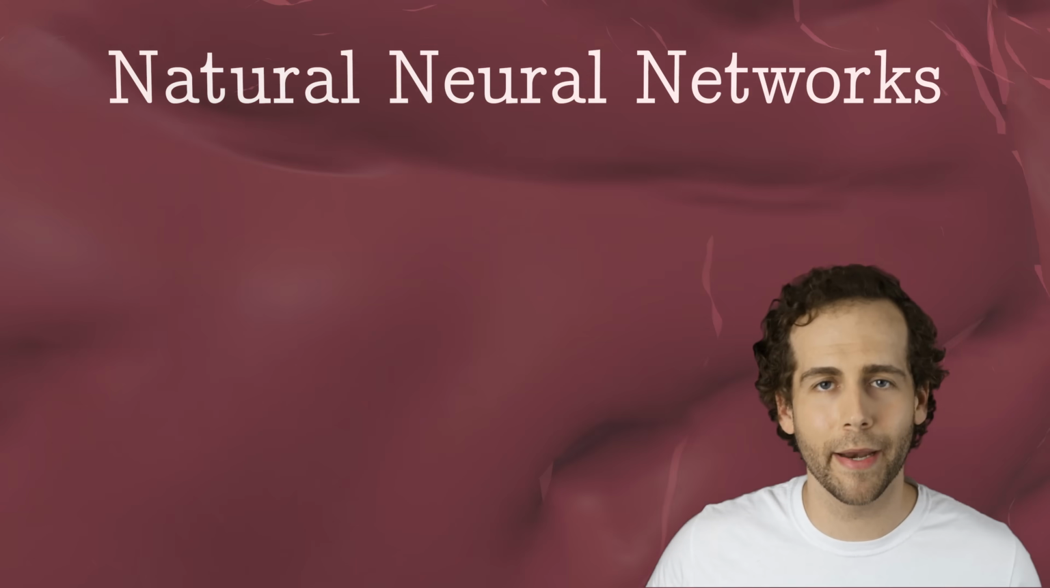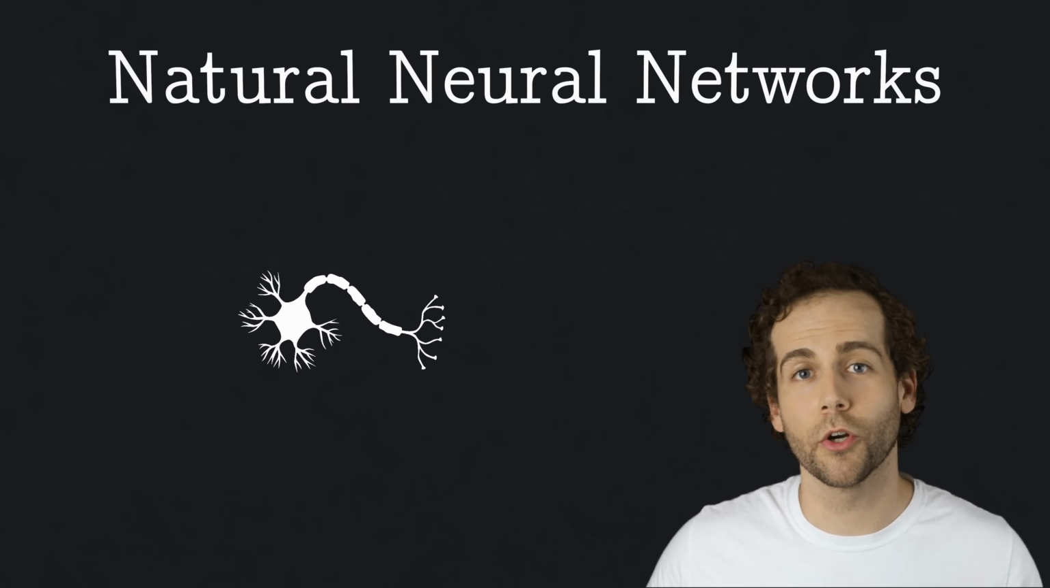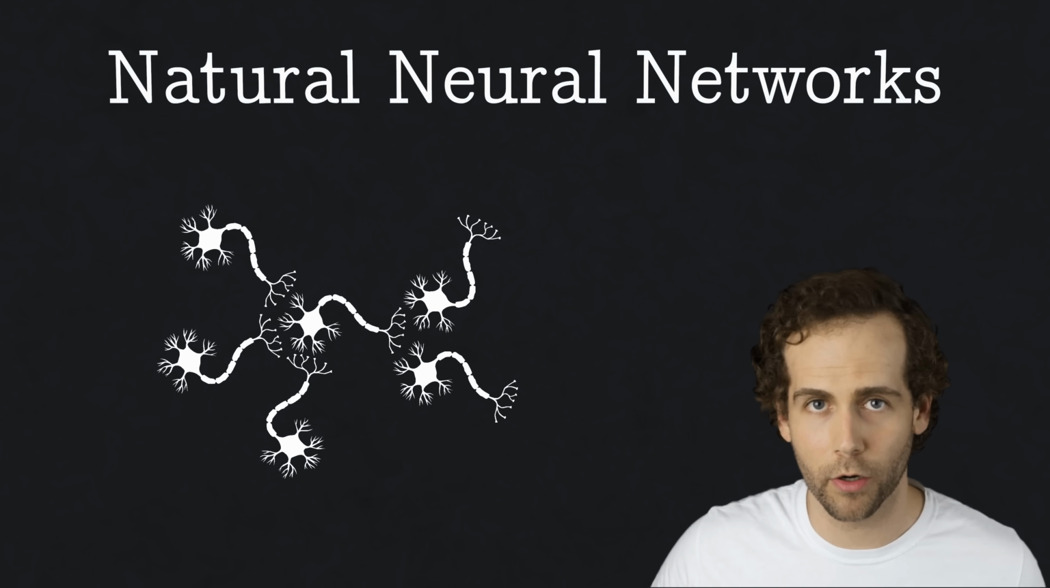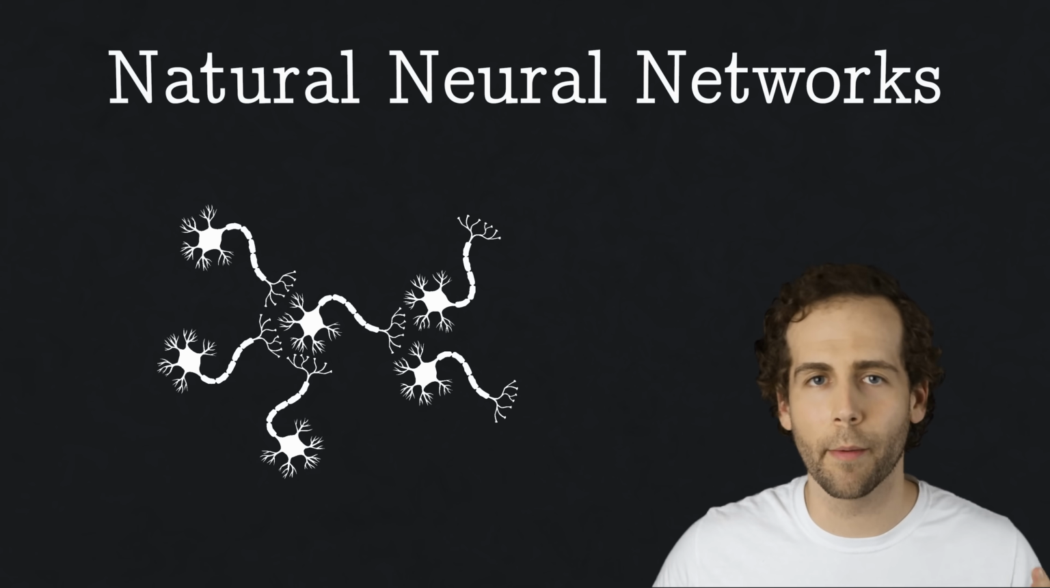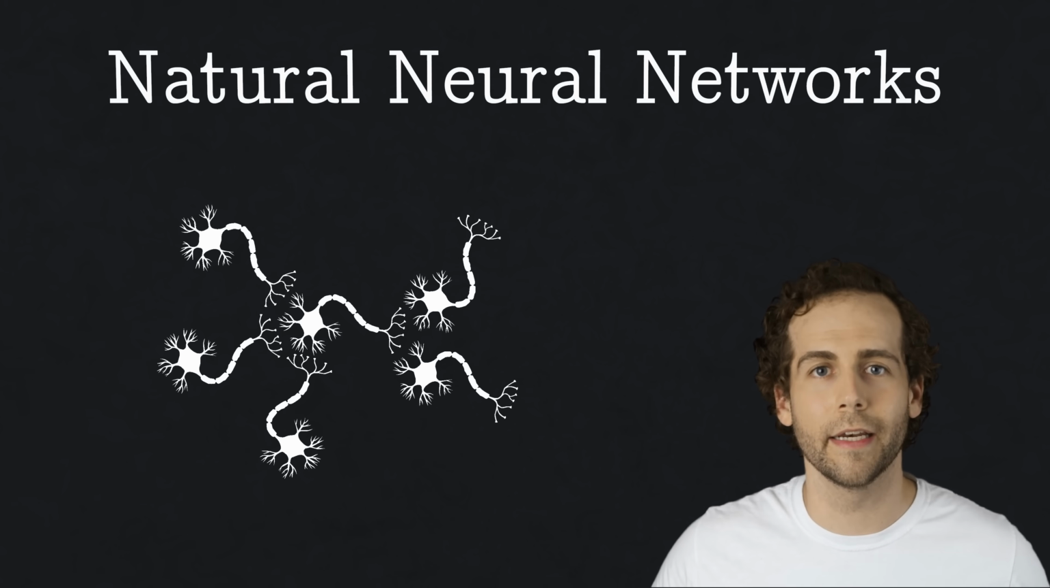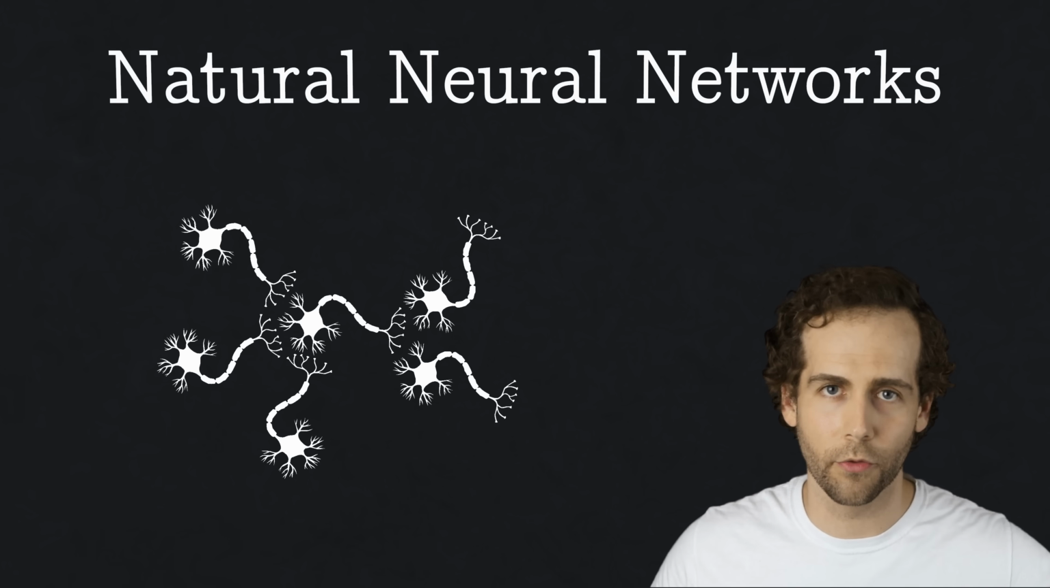Anyway, artificial neural networks were originally inspired by natural neural networks, otherwise known as brains. Brains are composed of many tiny cells called neurons, which are interconnected into a vast network. A neuron can receive signals from other neurons, and if it receives the right combination of signals, it can fire, sending its own signal to other neurons down the line.